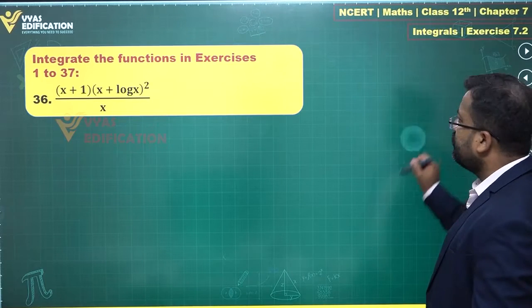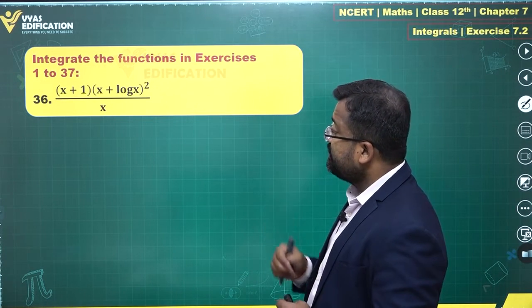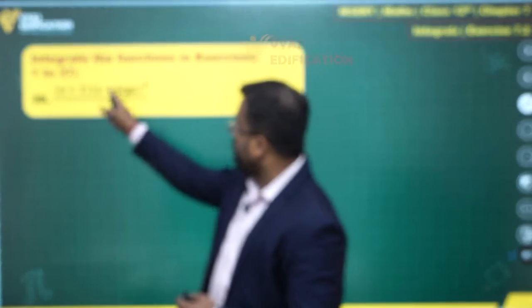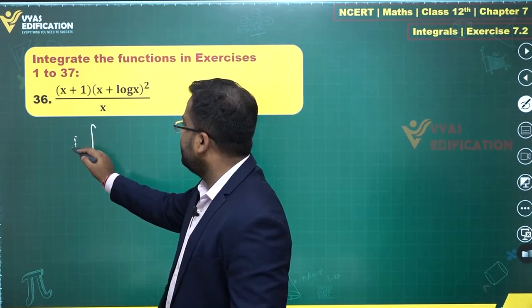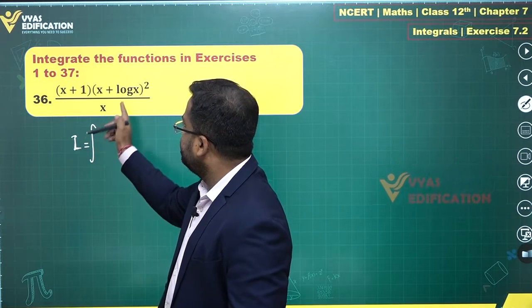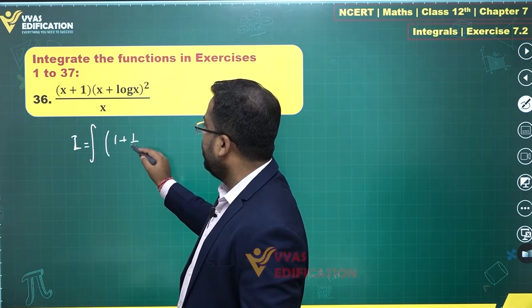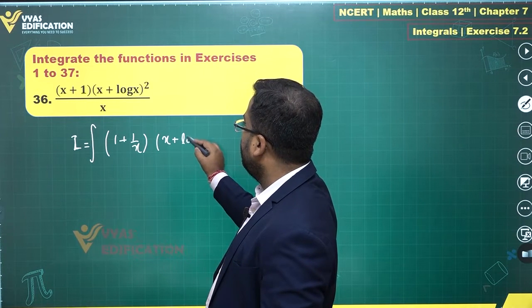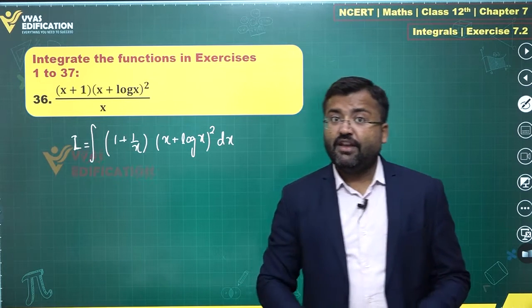In the 36th question, we have x plus 1 upon x and x plus log x whole square. This whole square term is creating a problem. And if you observe carefully, I is equal to what? Let's look at all the other terms. X plus 1 upon x is actually 1 plus 1 upon x. Right? Then you have x plus log x square dx. This is what you have.